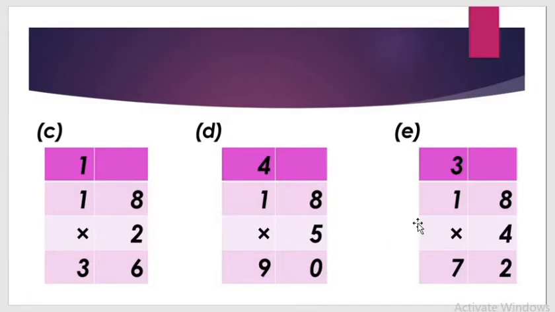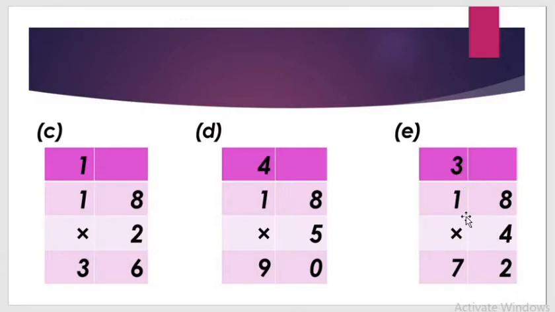18 5s are 90. Then after that, question number E. What is question number E, all students? Question number E is 18 4s. First of all we do 4 8s, then 4 1s. So 4 8s are 32. 2 here and 3 is carried. We can write the carry like that.